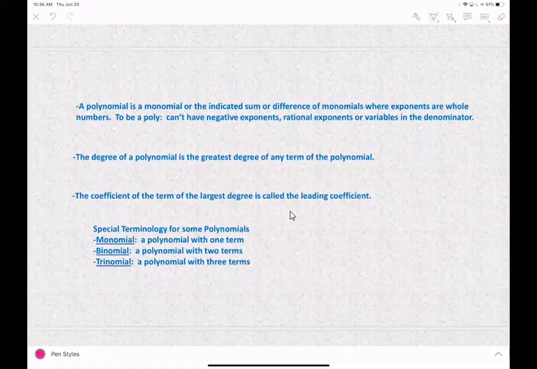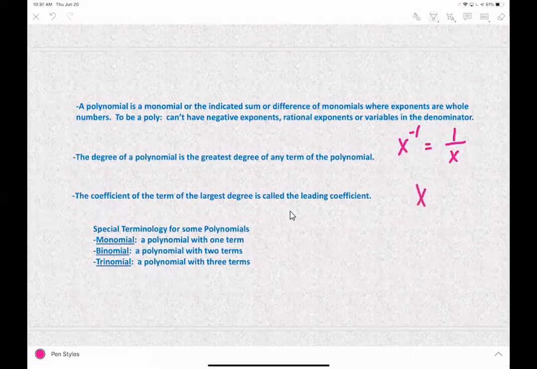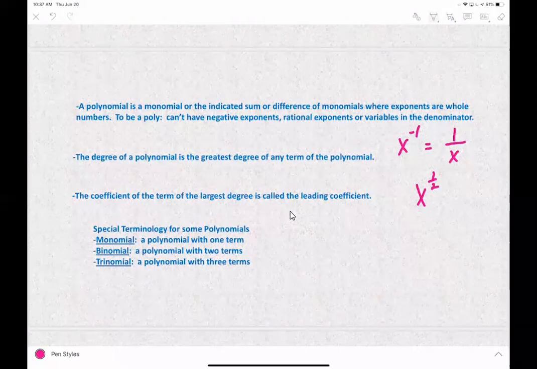So just to show you some examples of non-polynomials, if I had just x to the negative 1, it would not be a polynomial because it's got a negative exponent. What if I were to use my rule and make it a positive exponent, which would put it in the denominator? Well, we can't have variables in the denominator, so this is still not a polynomial. And rational exponents mean we can't have exponents that are fractions. So any of these three scenarios would make us not have a polynomial.